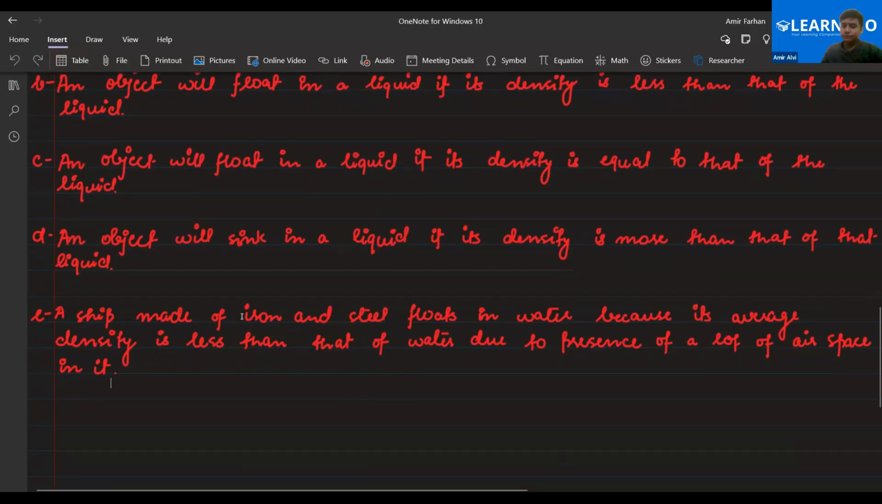Next, a ship made of iron and steel floats in water because its average density is less than that of water, due to the presence of a lot of airspace in it. That's why you must have seen that the submarines and ships look very huge and massive, but they are completely hollow from inside. Only the outer part is made of metal, but inside it is completely hollow, either ship or submarine. So if we calculate the average density, that is mass by volume, it comes out to be less than that of water. Is that clear, everyone?